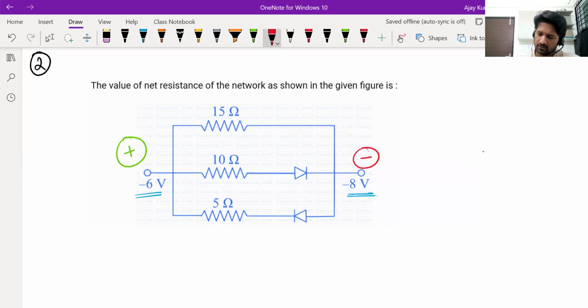Now 15 ohm resistance, current will definitely pass and it will pass this way. 10 ohm resistance. Now think of this diode as a resistor. So there are two resistors in this branch. Left side is positive, right side is negative. So current goes from left to right. Now when I say positive, negative, I mean one side is at higher potential compared to the other side. Usually that is what positive negative means. So current can flow from left to right.